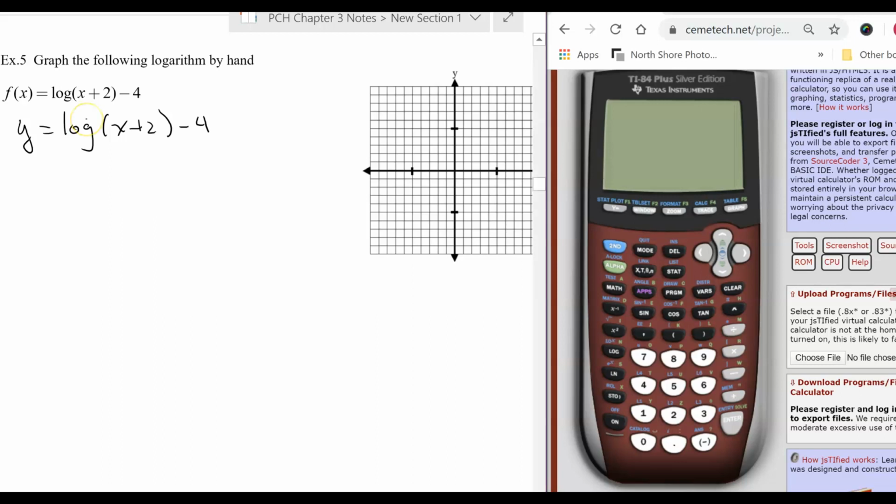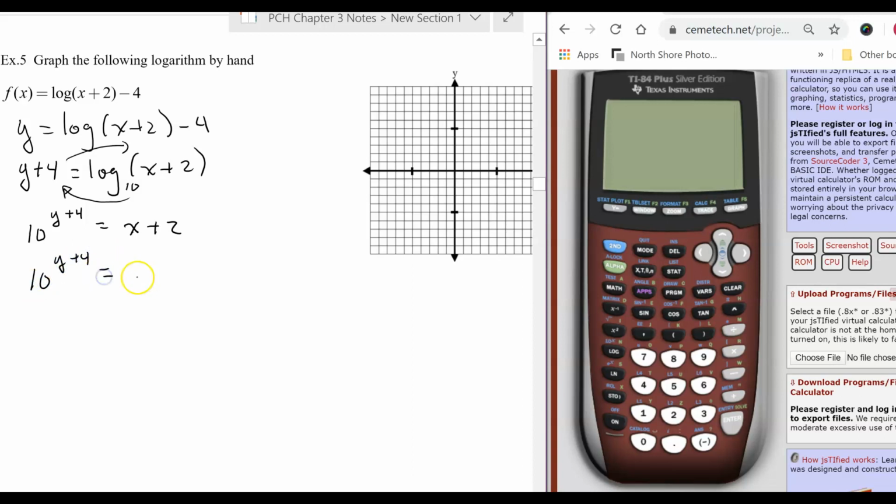So I'm going to solve this for x. So I'm going to add 4 to both sides. So I have y plus 4 is equal to log of x plus 2. And again, this is a base 10 here. So I'm going to go ahead and rewrite this in exponent form. So I'm going to have 10 to the y plus 4 is equal to x plus 2. And 10 to the y plus 4 minus 2 is equal to x.